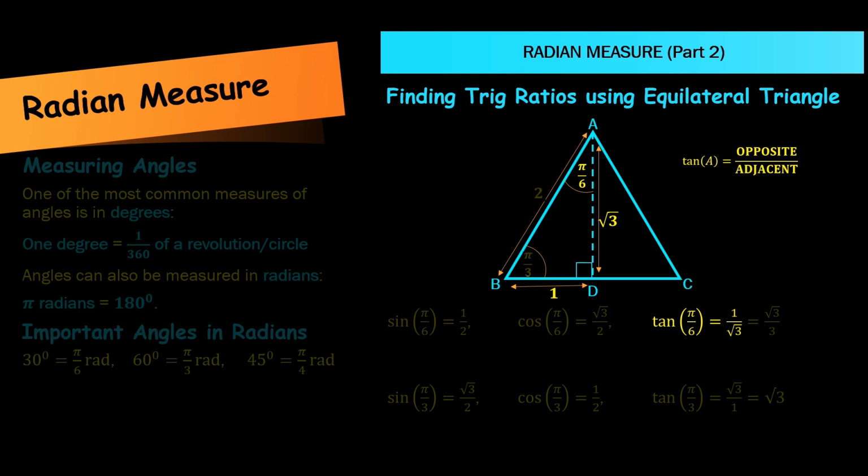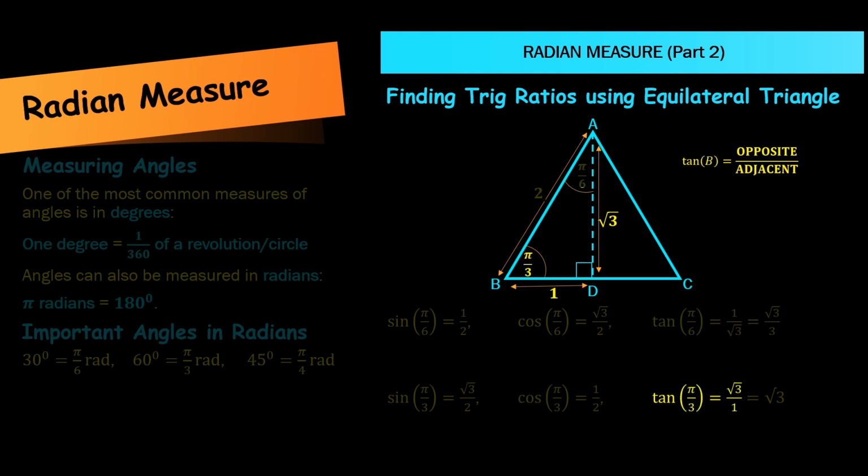And now for tan pi by 6. We're going to use the formula tan A equals opposite over adjacent. So again in our triangle, we have tan pi by 6 equals opposite, which is 1, over adjacent, which is √3. And of course, 1 over √3 equals √3 over 3.